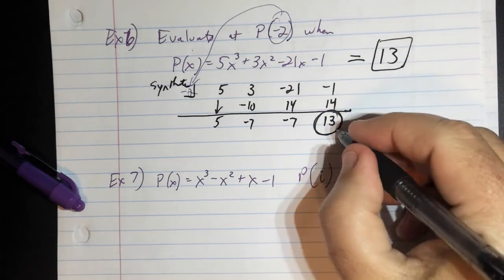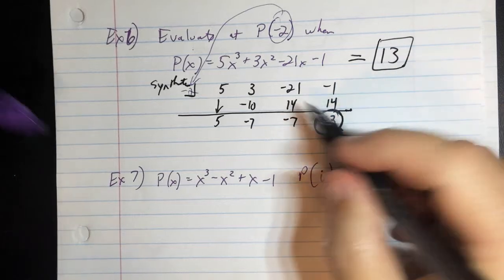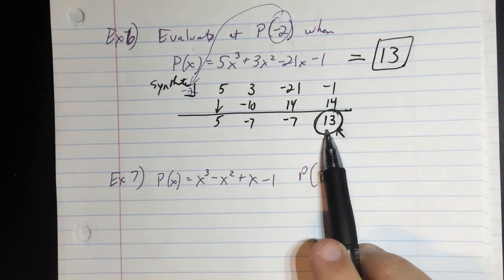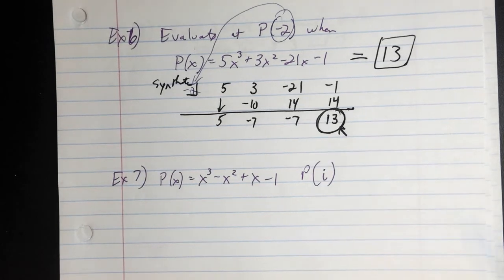It's whatever this number is. I know that's how we know the remainder, but that's not the question. We're just asking to evaluate at negative 2. And whatever number ends up at the end, that's going to be the answer.